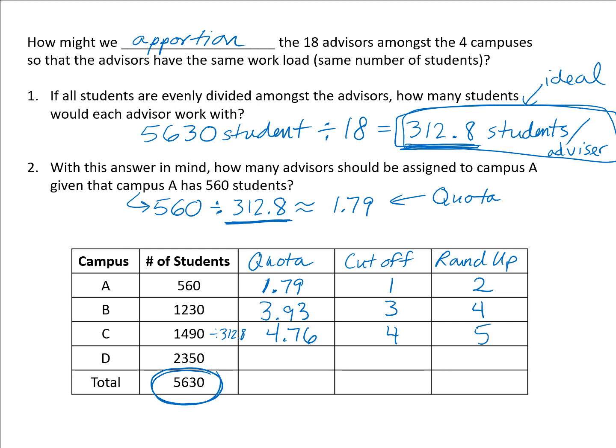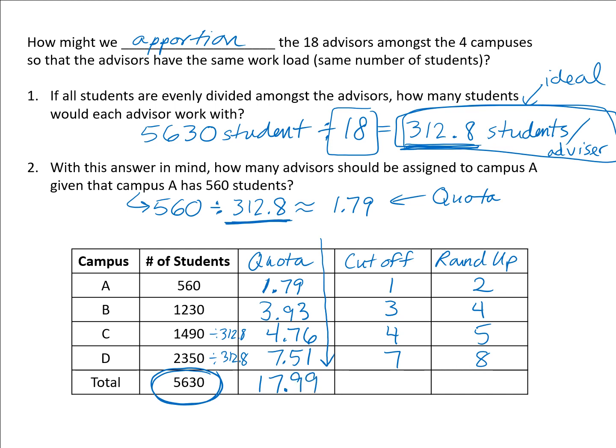And then finally, Campus D, do the same thing, divide by 312.8 for the ideal number of advisors you would assign to Campus D, and that would be 7.51. Which, again, if you cut off the decimal, would be 7, or if you round it up, would be 8. Now, here's the thing: these quotas, because they are ideal, should add up to the total number of advisors I had. So if we add these up, 1.79, 3.93, 4.76, 7.51, we should get 18. Well, in this instance, I get 17.99. It's not quite 18, but it's really darn close.